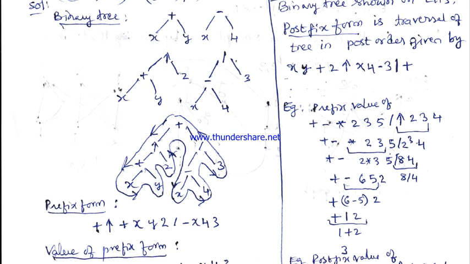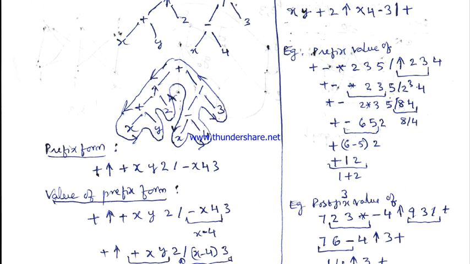Now to get the value of this, we work out the expression from right to left. On the right we have, after this minus sign, x 4 3. Because after minus we have x 4, the rule is we have to do x minus 4. The meaning of minus x 4 is x minus 4. Similarly, the meaning of plus x y is to do x plus y.